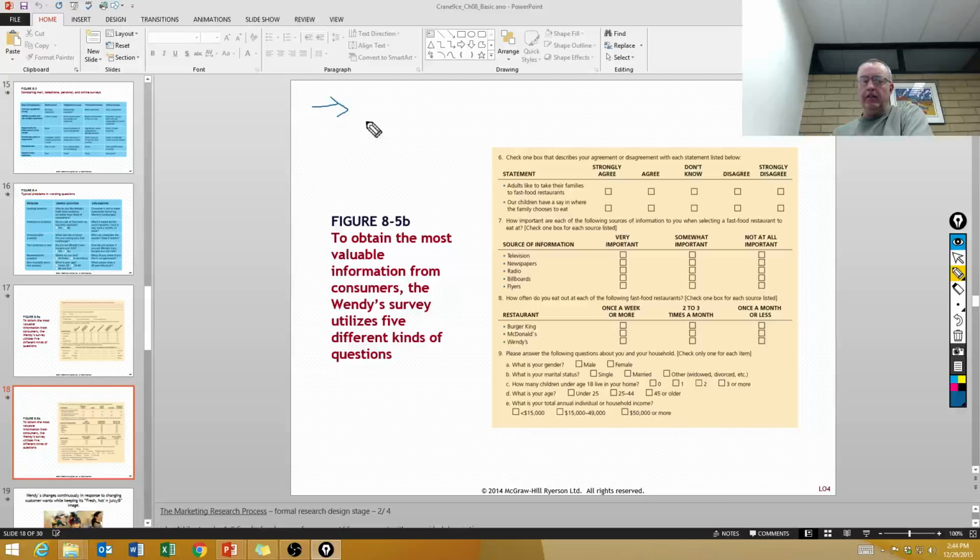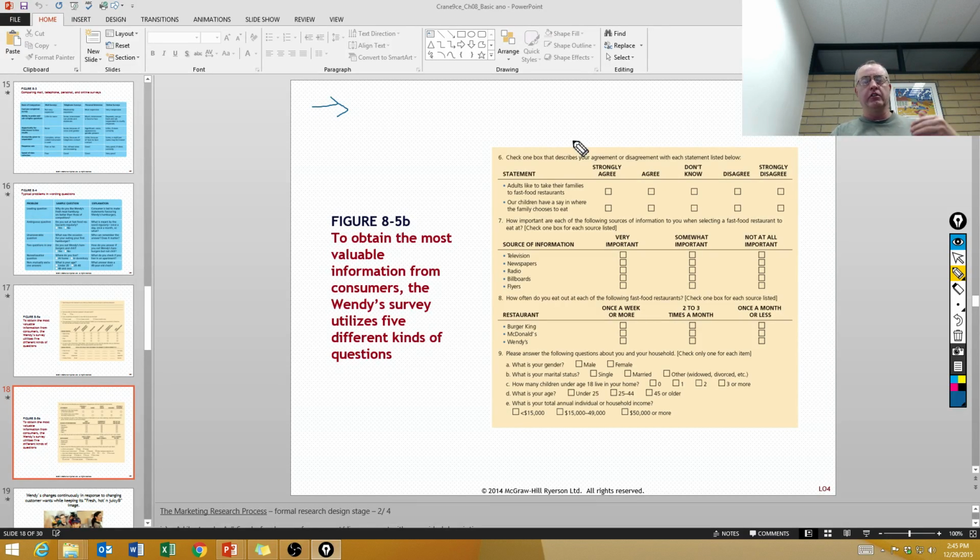Another form of in-person observation is the use of so-called mystery shoppers. This is where the researchers disguise themselves as customers in order to obtain information about the customer experience. And then we have any number of mechanical methods of observational research. One that we sometimes see in stores are these motion detectors that count traffic going in and out of the doors.